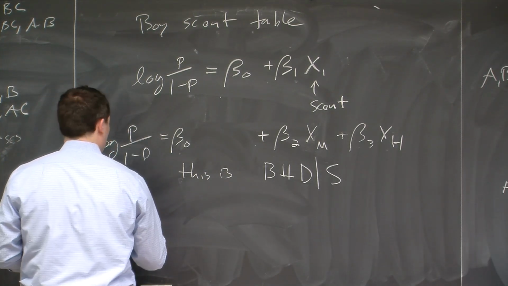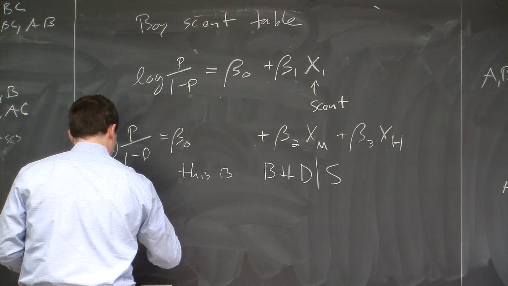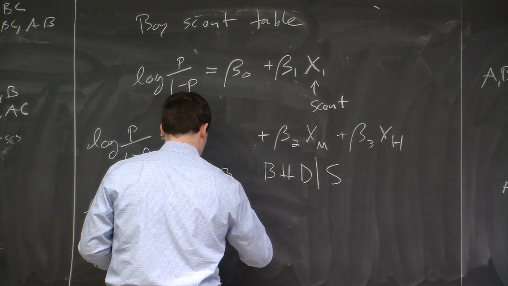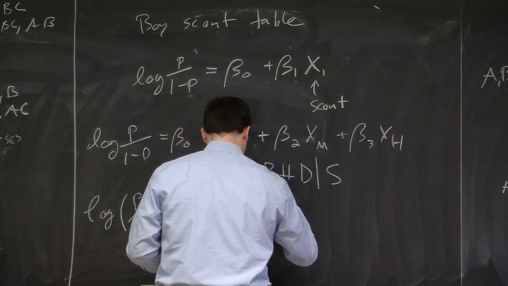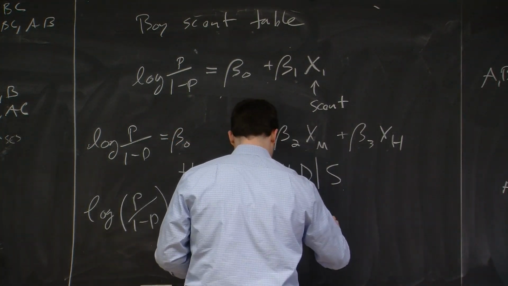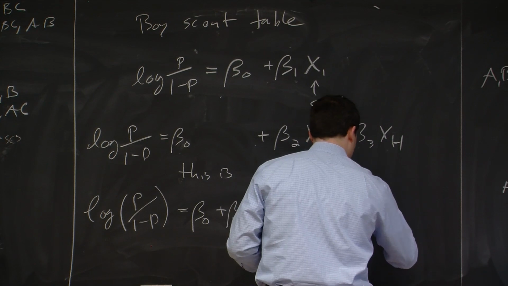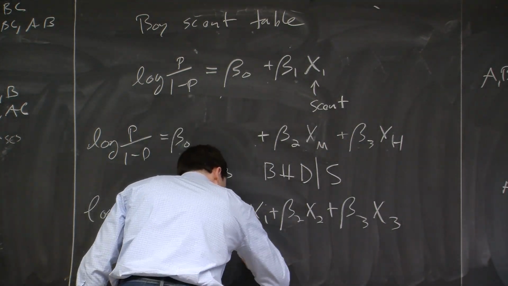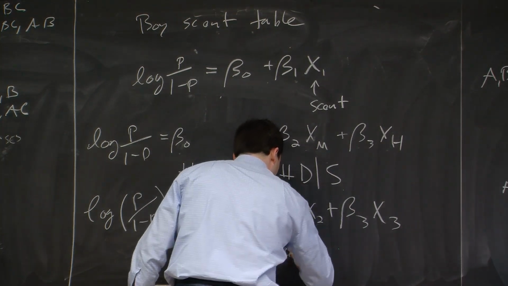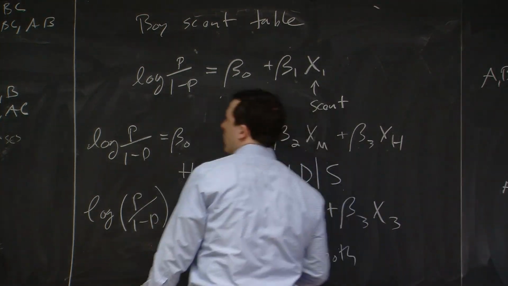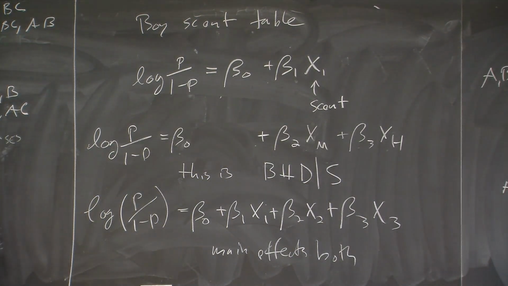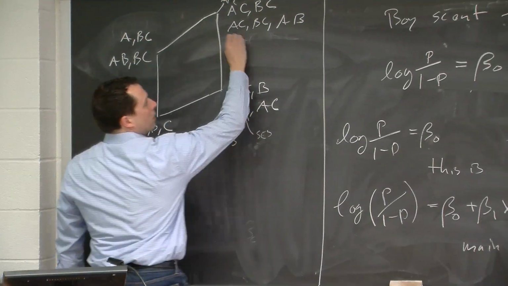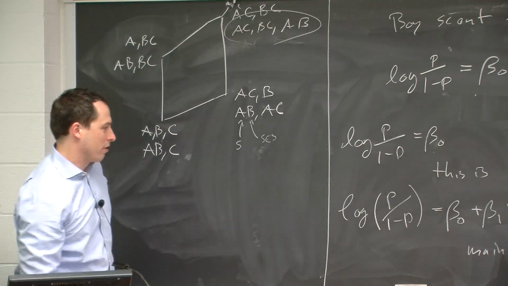that has main effects for both. Beta 1 x1 plus beta 2 x2 plus beta 3 x3. So we have main effects for both. Okay, so this is like both A and C are allowed to, this is up here. This is a homogeneous association.